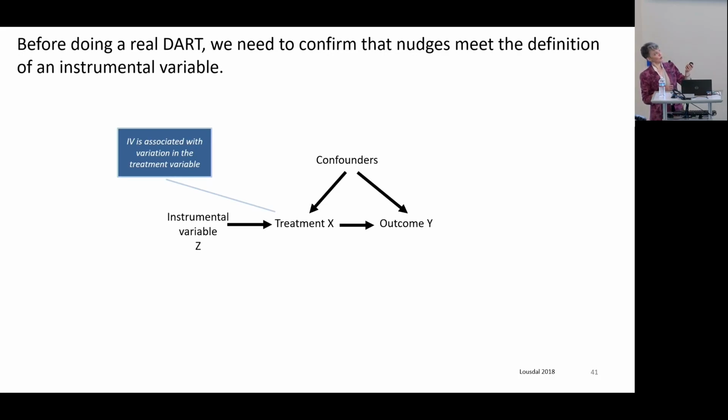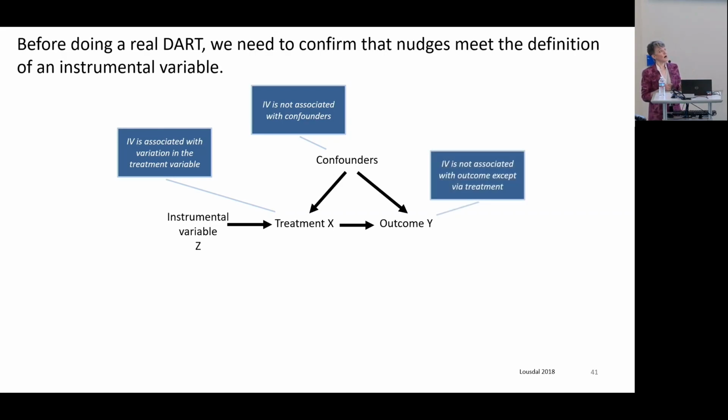It needs to be associated with variation in the treatment variable. It needs to not be associated with confounders, and I've given you one example where it might actually be associated with confounders, so this is tricky. It needs to be conditionally independent: it's not associated with the outcome except via the treatment. And it has to go in the expected direction. It's like the no defiers rule. If I randomize you to something, it cannot make you more likely to do the opposite.